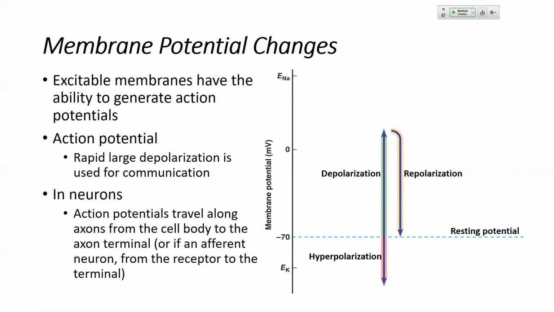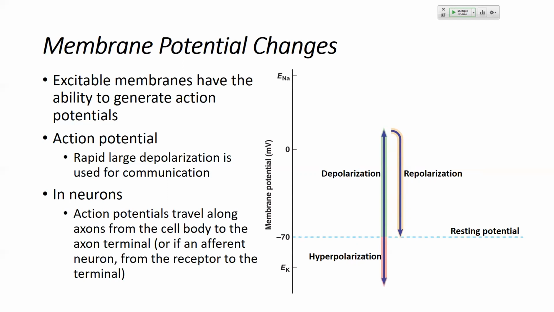Sodium channels open and sodium rushes in, and the cell becomes more positive. Perfect. Sodium channels open. Both those gates are open, both the inactivation and the activation. Sodium rushes into the cell. Inside the cell is no longer -70, it starts to get more positive, and we generate an action potential.